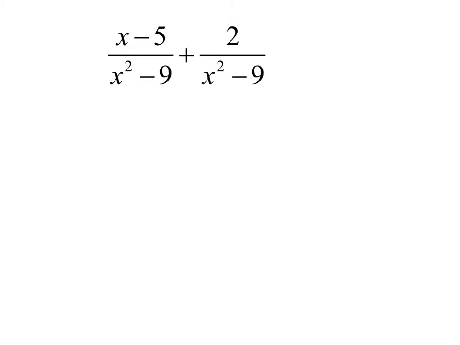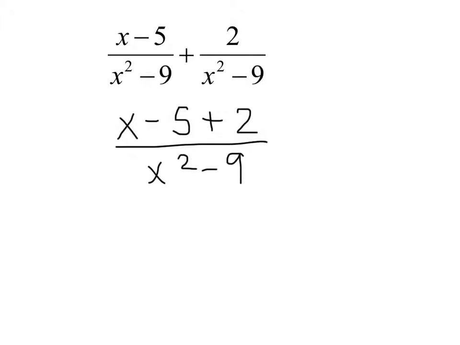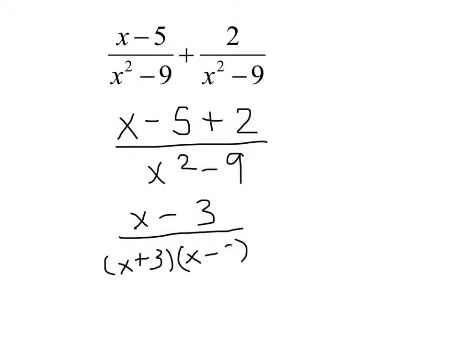These have a common denominator. So we add the numerators and keep the denominator. Our numerator is x minus 3. What about that denominator? Can it be factored? And then we have a common factor of x minus 3. So our final answer, we have to have something in the numerator. It's 1 over x plus 3.